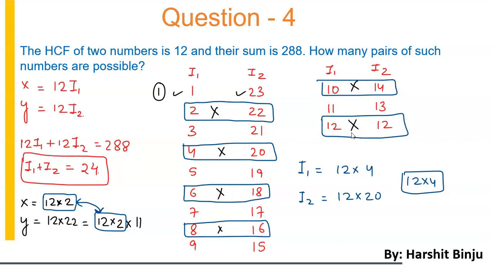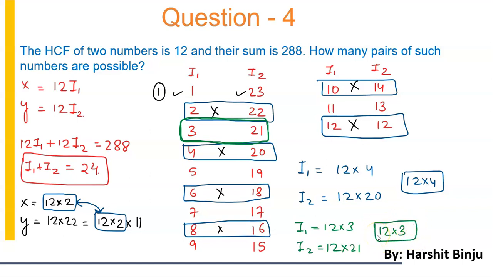Now again, in case of odd pairs, we just have to look for the numbers which are not factors or multiples. For example, if you go for 3 and 21, I can say that I1 will be 12 into 3 and I2 will be 12 into 21. So it's not just 12 which is the SCF, it's 12 into 3 which is the SCF, because I can have 3 from 21 also. This is also out.